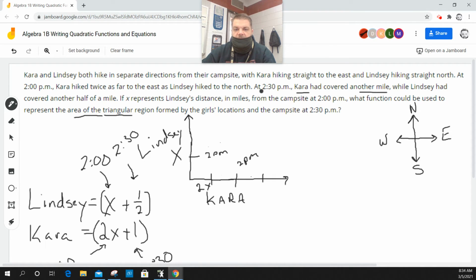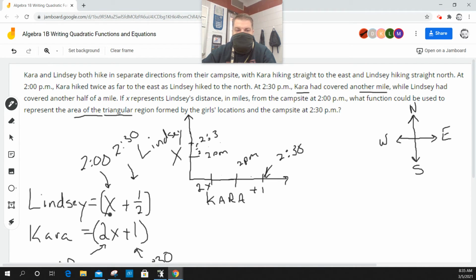Now at 2:30, Kara went another mile. So this is the plus 1 mile. So this is where she was at 2:30. But Lindsay only went a half a mile. So this is that half a mile right here. Now it's not drawn perfectly to scale, but so what did Lindsay do?